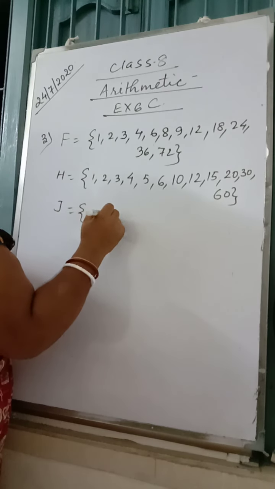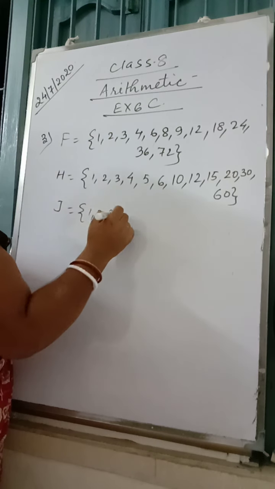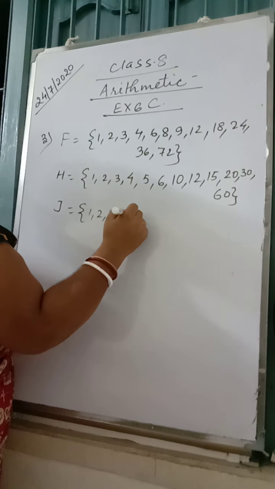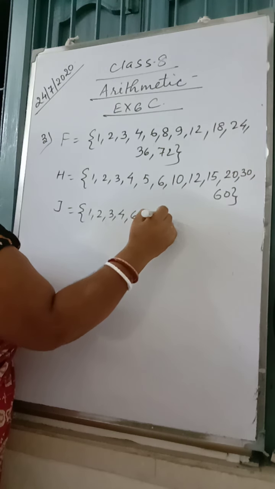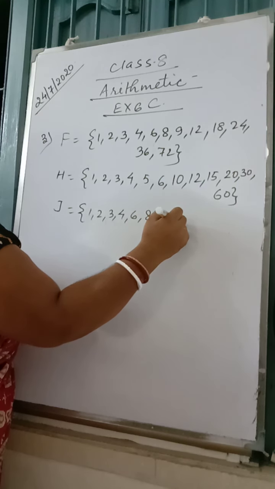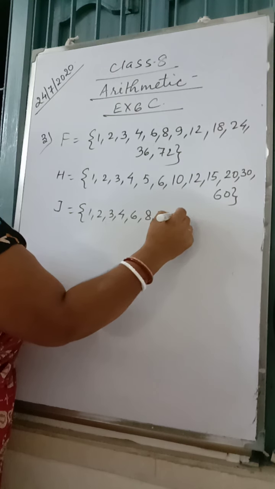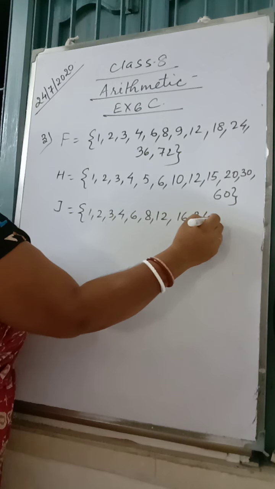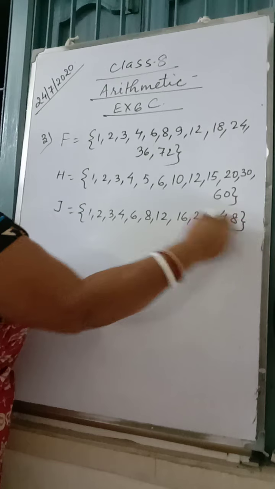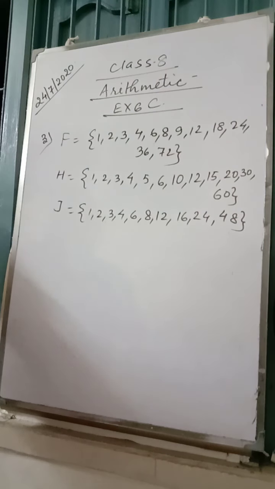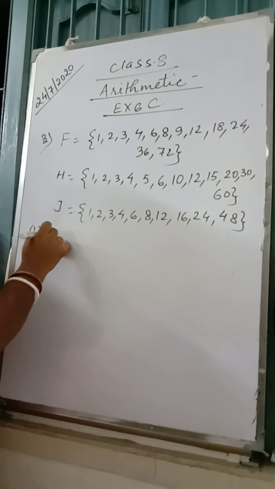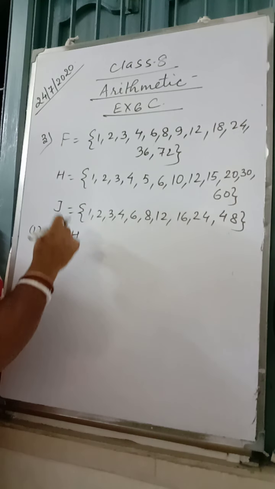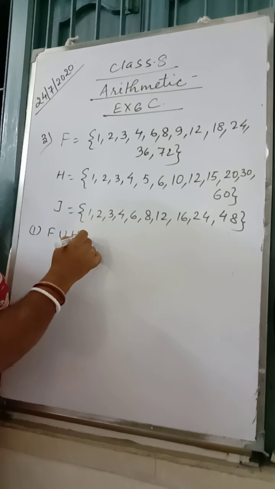1, 2, 3, 4, 6, 8, 12, 16, 24 and 48. I have written all the sets in roster form. Now they have asked you to find F union H. What will be F union H?